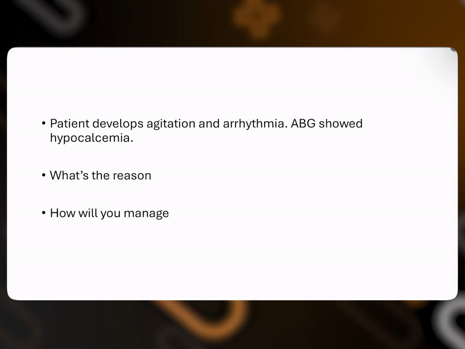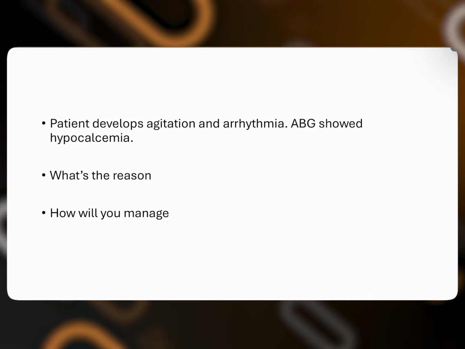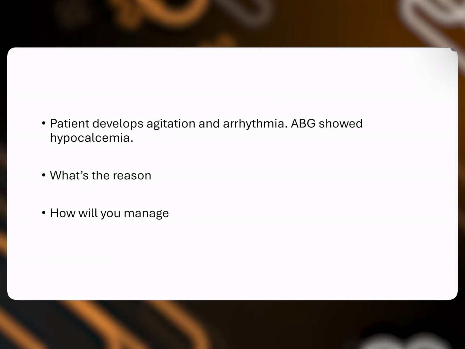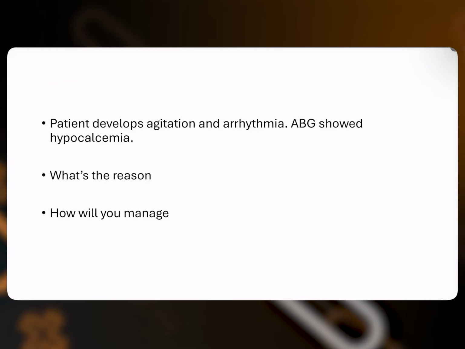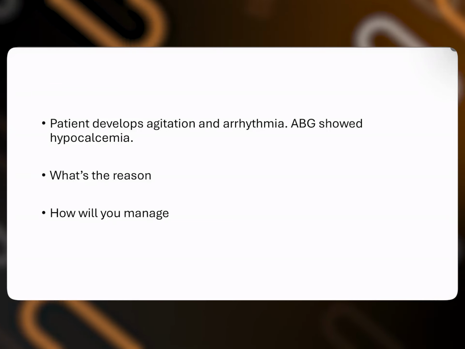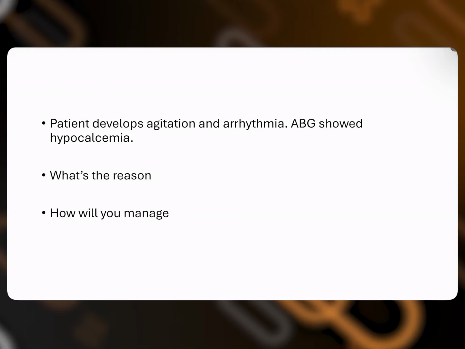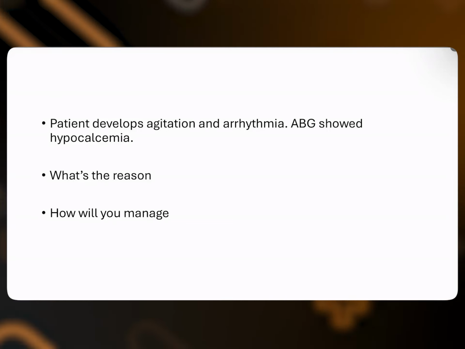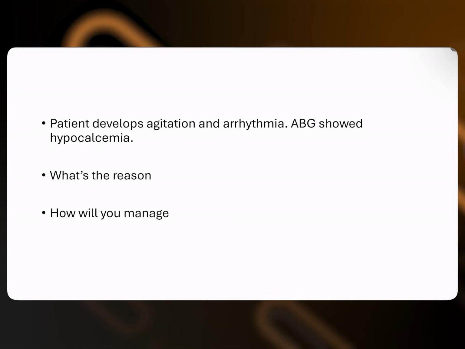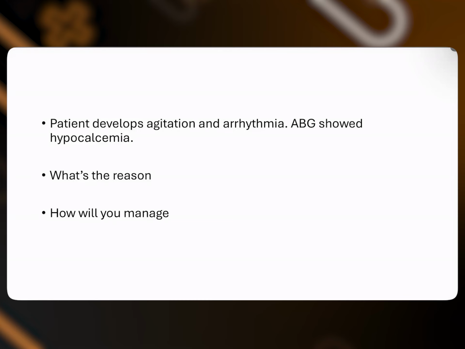So patient, you have started CRRT. The patient developed agitation and arrhythmia. This is my long case in the EDIC. These are the questions that I was asked, so it's not a made up question. ABG showed hypocalcemia. What is the reason for hypocalcemia here? Tell me. Maybe citrate overload.